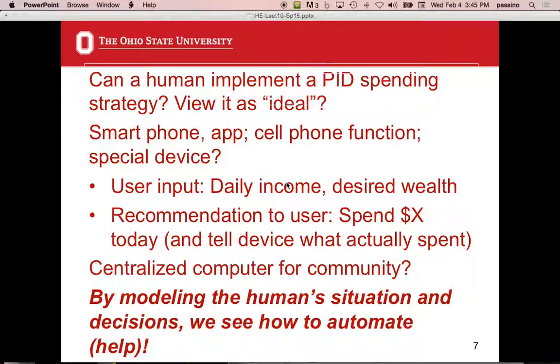So for me, what's interesting about this process is that you sit down, you try to model human decision making with finances, you end up with a dynamical system, a nonlinear dynamical system, a stochastic nonlinear dynamical system, and you figure out how to control it, how to do finance management. So by studying the way a human would do things, you're led to automating it. Well, that's a standard theme in engineering.